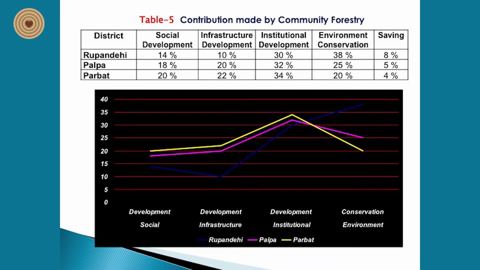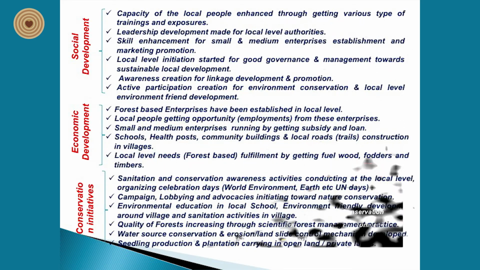These are the social development, infrastructure development, institutional development, environment conservation and saving from the community forestry and its fund. Yes, in social development, capacity of local people enhanced through getting various types of leadership development, skill enhancement, awareness creation, active participation for environment conservation, local level environment friendly development and economic development. I have already explained this, and conservation initiative.